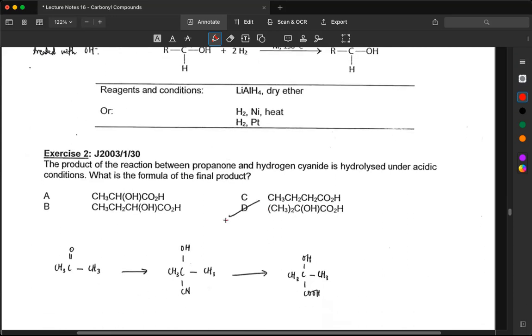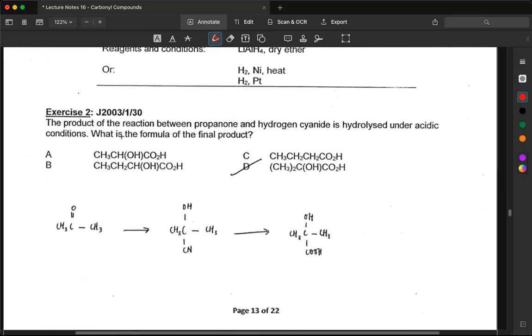So what is this answer? Let's track this. The product of the reaction between propanal and hydrogen cyanide is hydrolyzed under acidic condition. What is the formula of the final product? So propanal, draw out first, and then it hydrolyzes to form this first. So they react, there is a nucleophilic addition, then CN and COH.